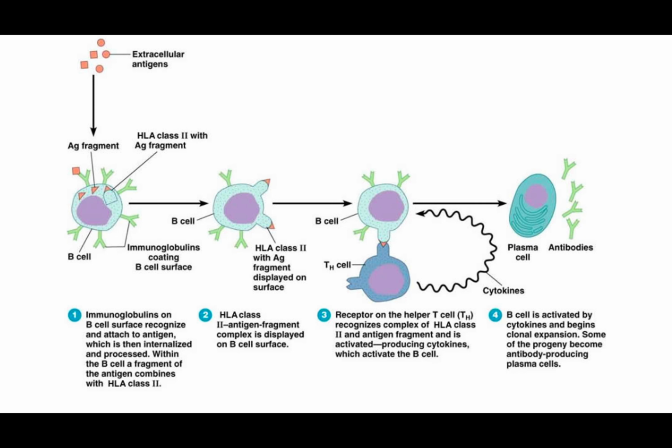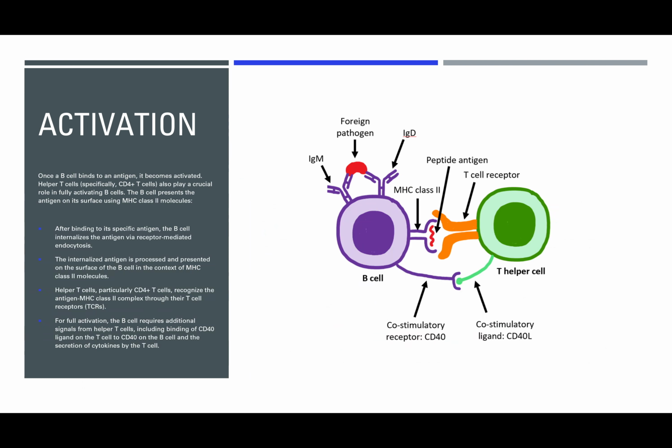The plasma cells would be the cells that primarily create all these antibodies. So we're going to have clonal expansion, and the majority of the progeny will become antibody producing plasma cells. So what we're looking at here is activation specifically. How does that really occur? After the HLA complex is created and presented onto the surface of the B cell here.